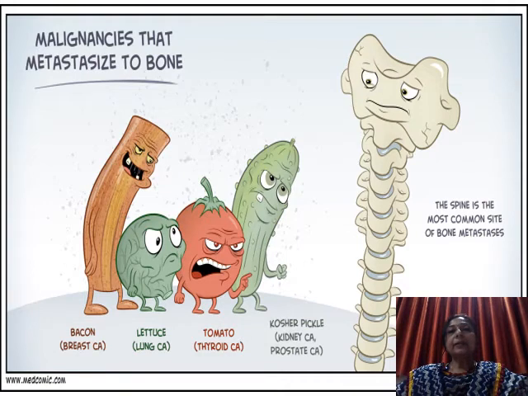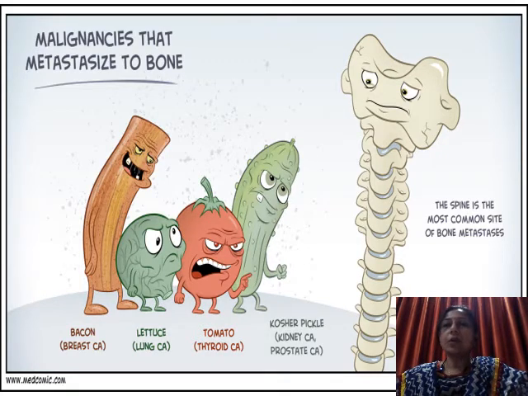Now, bone implantation is very common. Malignancies metastasize to bone, but certain malignancies have a preferential site for the bone. Like the spine is the most common site of bone metastasis. But not all cancers go into the spine, or all cancers go into the bone. The breast carcinoma, lung carcinoma, thyroid carcinoma, and kidney carcinoma, or prostate, these go to the spine very commonly.